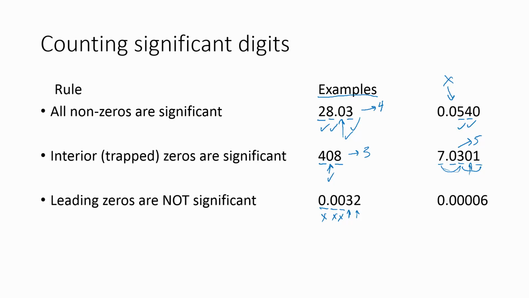So we know from our previous rule that non-zeros are significant, so the 3 and the 2 are, meaning that we have 2 significant figures here. So for this number, yes. This value, 0.0006, is 1 significant figure.